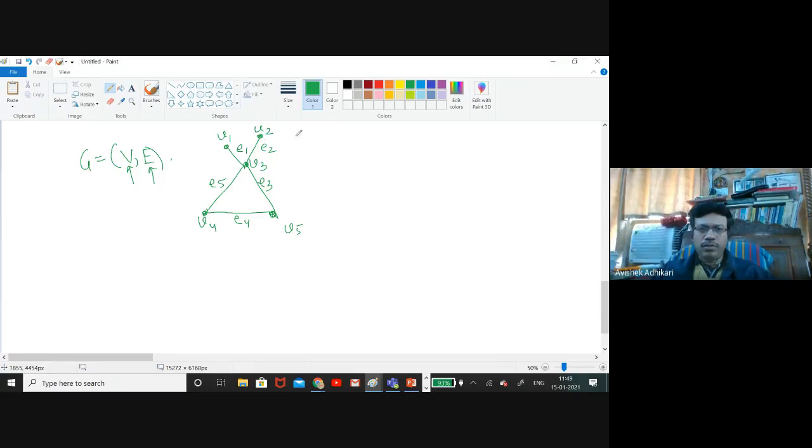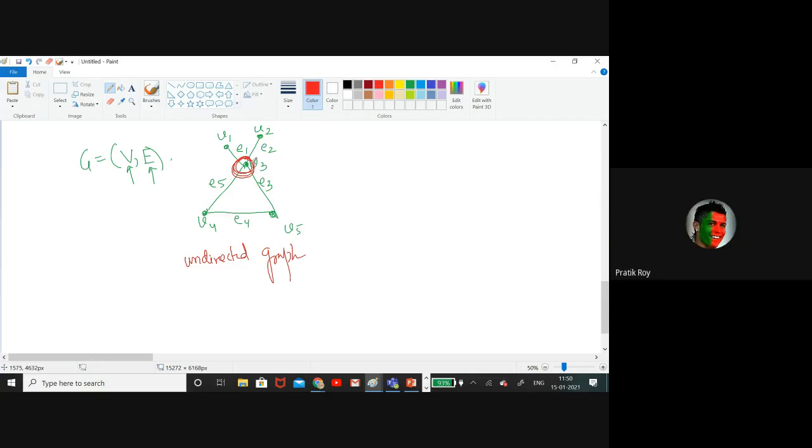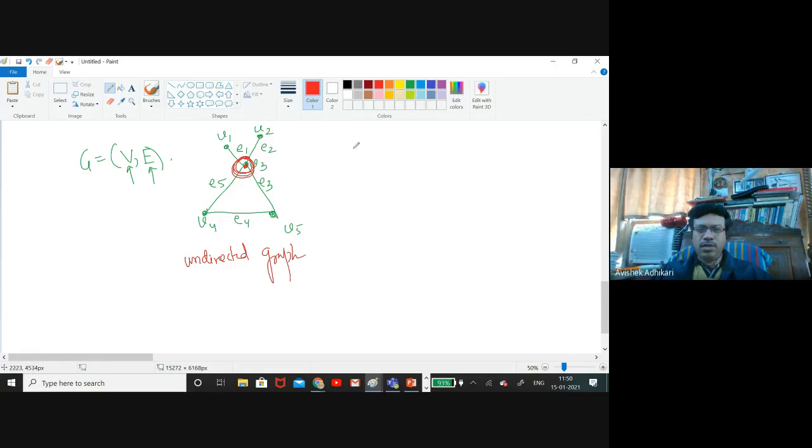Okay. So a few important terms are related to this. For example, the degree of a vertex. So this is a vertex. See, here I have not mentioned anything about direction, so this is an undirected graph. Okay. So for this undirected graph, what do we mean by the degree of a vertex? Any idea what would be the degree of this vertex? Okay, somebody says it's 4. So we say the degree of V3 is 4.